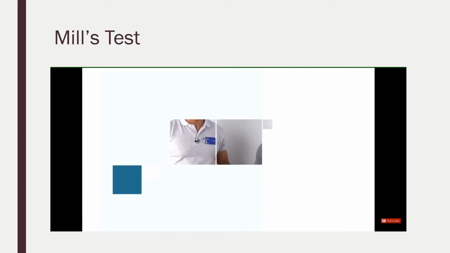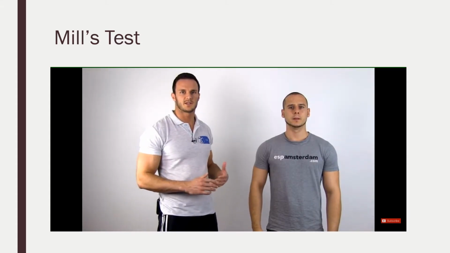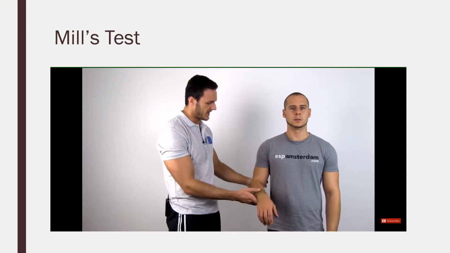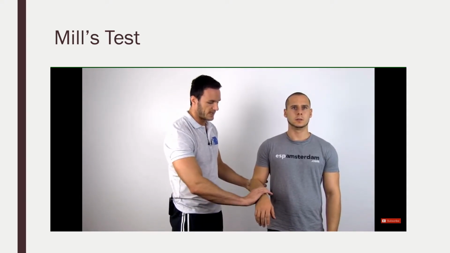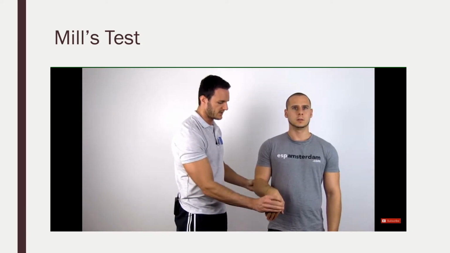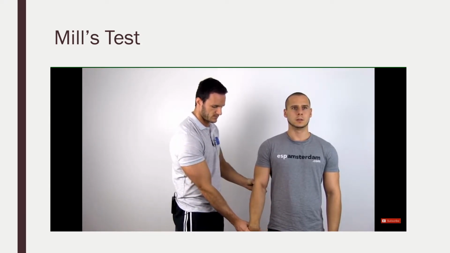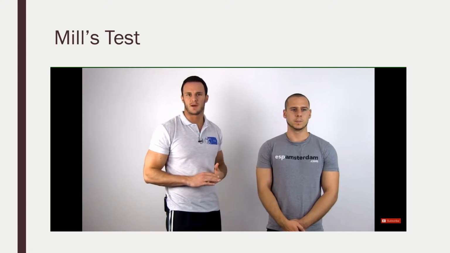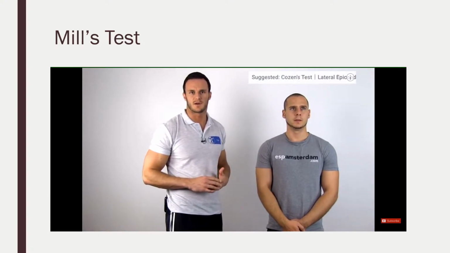The Mills test is designed to maximally stretch and therefore provoke the extensor carpi radialis longus and brevis. To perform the Mills test, have your patient in standing position and fixate the humerus while you palpate the lateral epicondyle. Then passively pronate your patient's forearm, flex the wrist and extend the elbow fully. This test is positive if your patient complains about sudden pain at the lateral epicondyle.